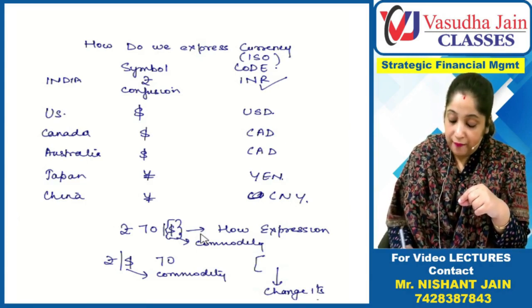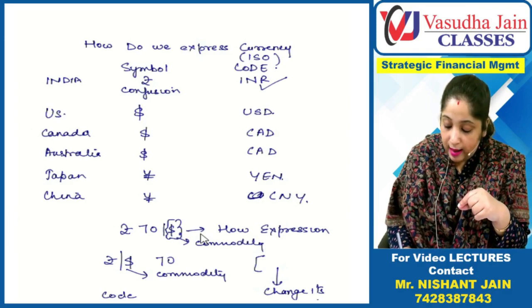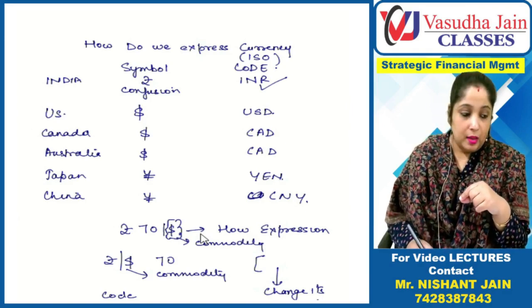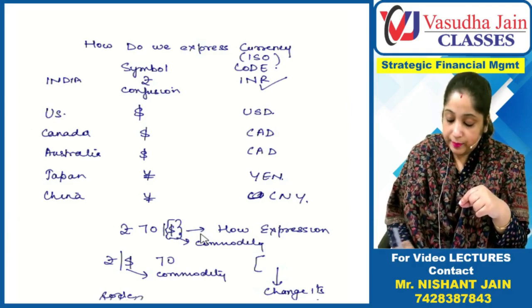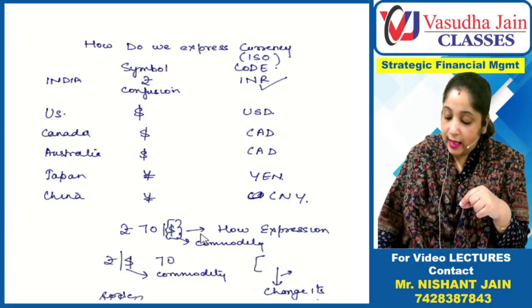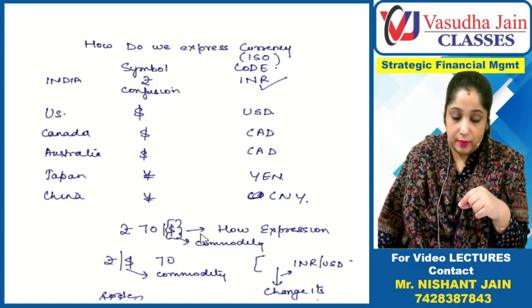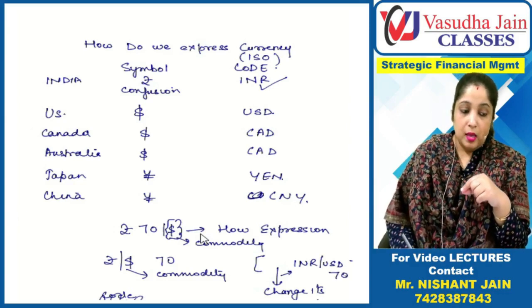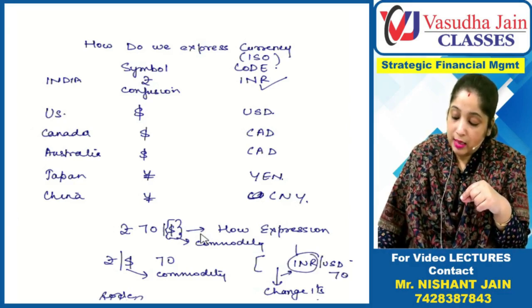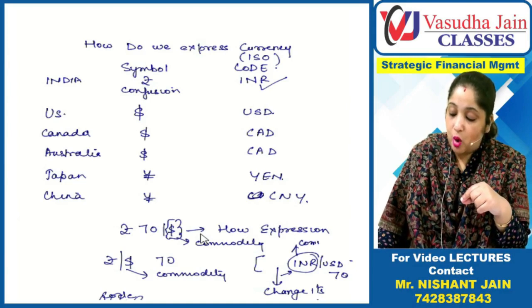Change its meaning if I use codes. If I use code and I write INR/USD 70. If I write INR/USD 70, then the first currency before the slash becomes the commodity.